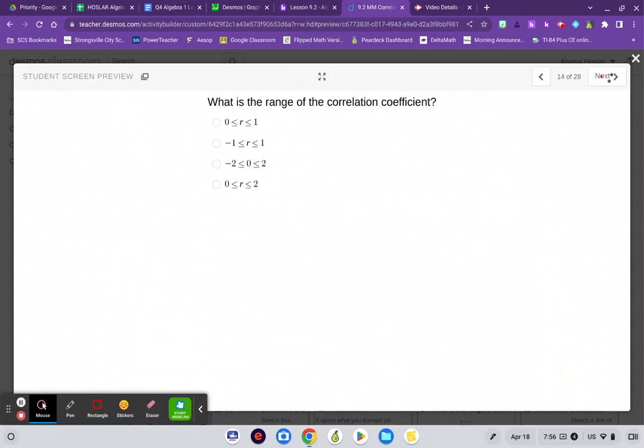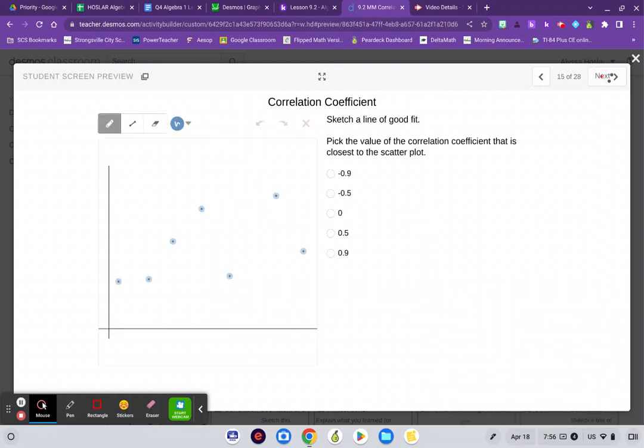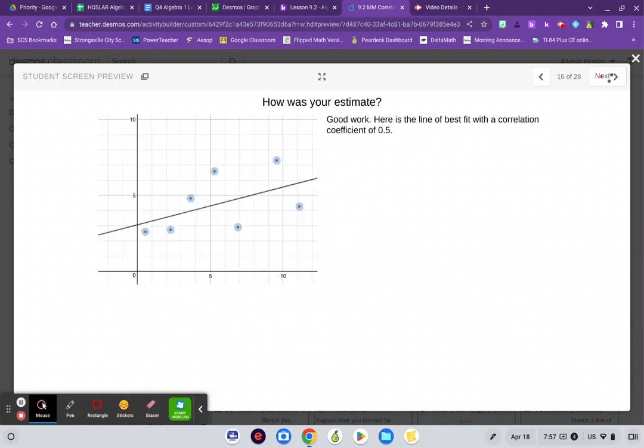The range of the correlation coefficient we just said was -1 to 1. It says sketch a line of best fit. And so you're going to click this tool right here so you can draw a line in. You want to draw a line so that your data is about half above, half below, and moving in the direction of the line. I think I could have done a better line, so I'm going to hit this arrow here to undo, and I'm going to try again. There we go. And because this data is not super close to the line, and because my line is increasing, I believe this is an R value of 0.5. And so they say, good work.